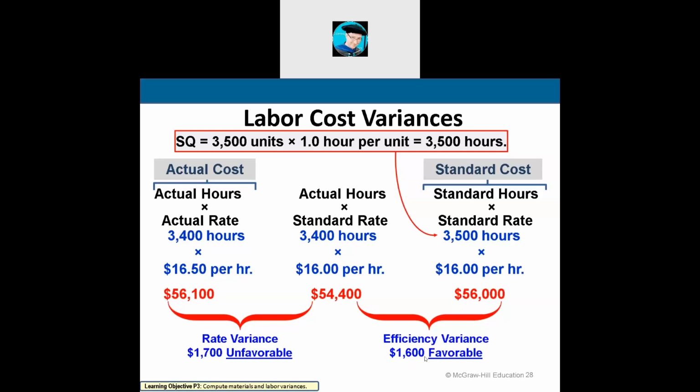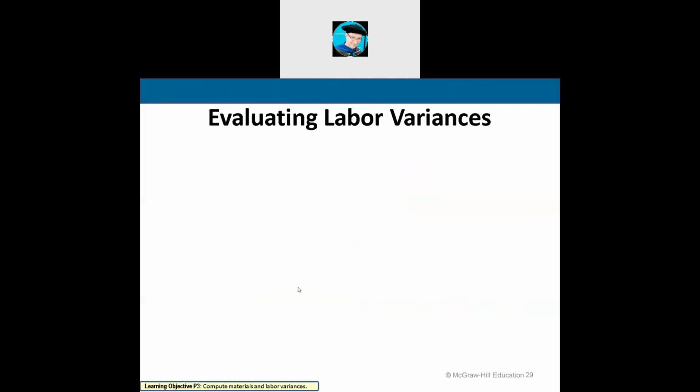My efficiency variance 1,600, favorable. Why is that? Because the standard, or budget amount, is higher than the actual. That's why it's favorable. This gives me a total cost variance of $100, unfavorable. Rate variance plus the efficiency variance. I'm sorry, minus the efficiency.